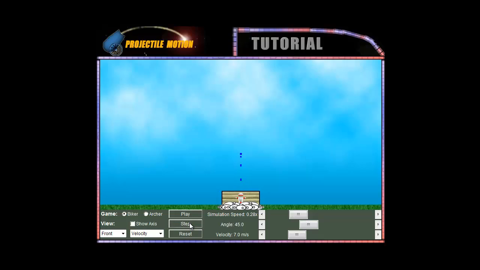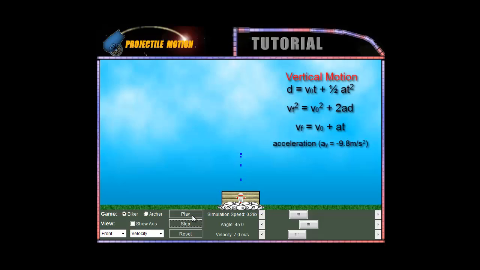Now because we have an accelerated motion in this direction, we have a choice of 3 kinematic equations, or at least 3 kinematic equations. d is v initial times time plus 1/2 a t squared. v final squared is v initial squared plus 2ad. And v final is v initial plus at. Basically, any equation with acceleration is valid for this motion because it is in fact accelerating.